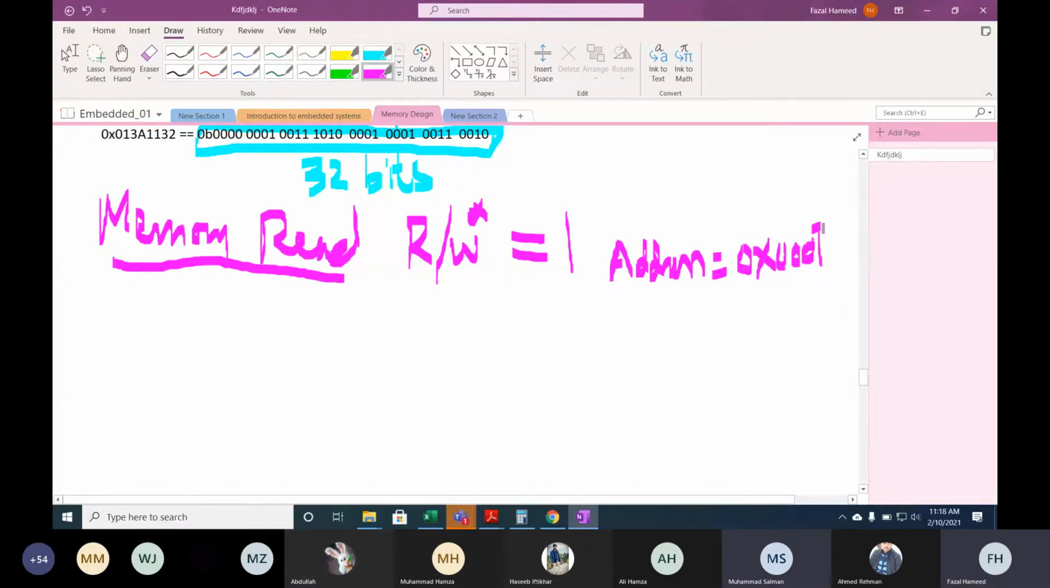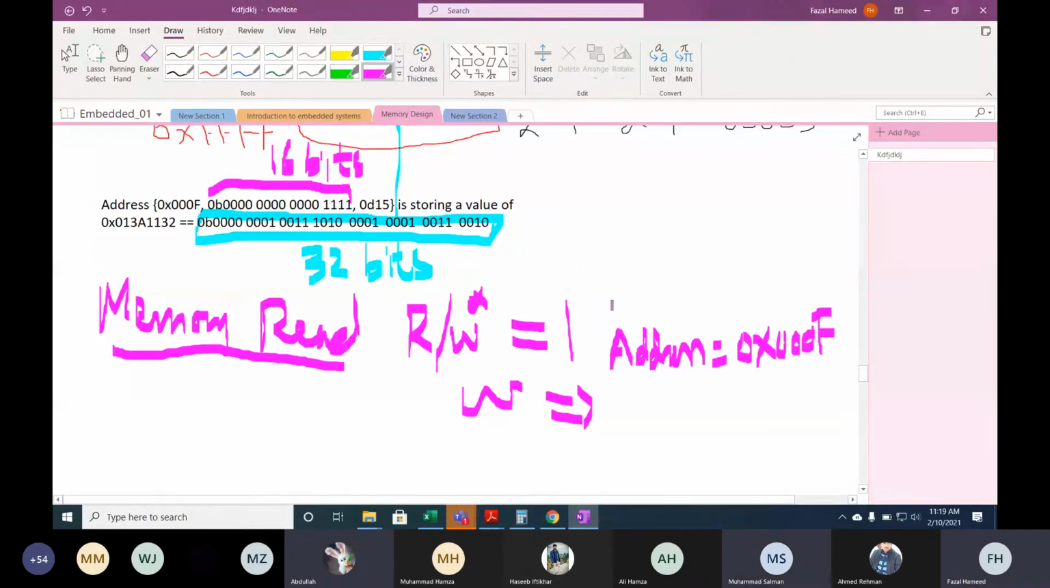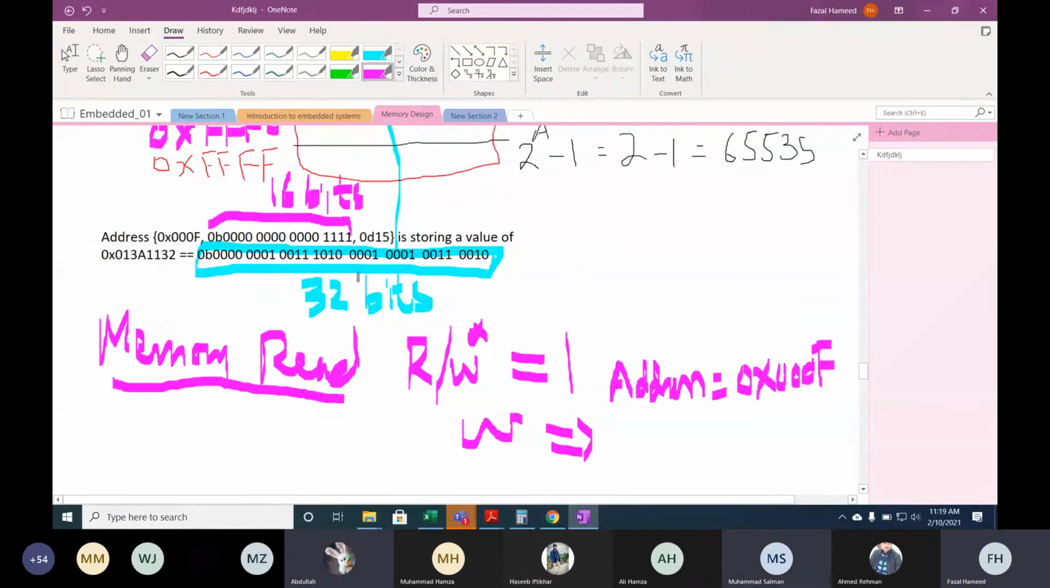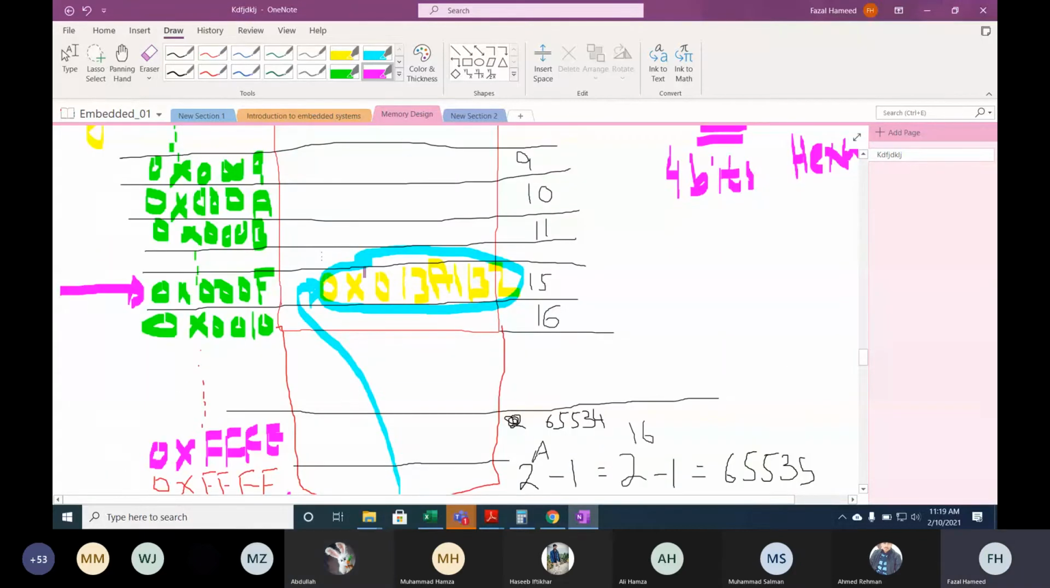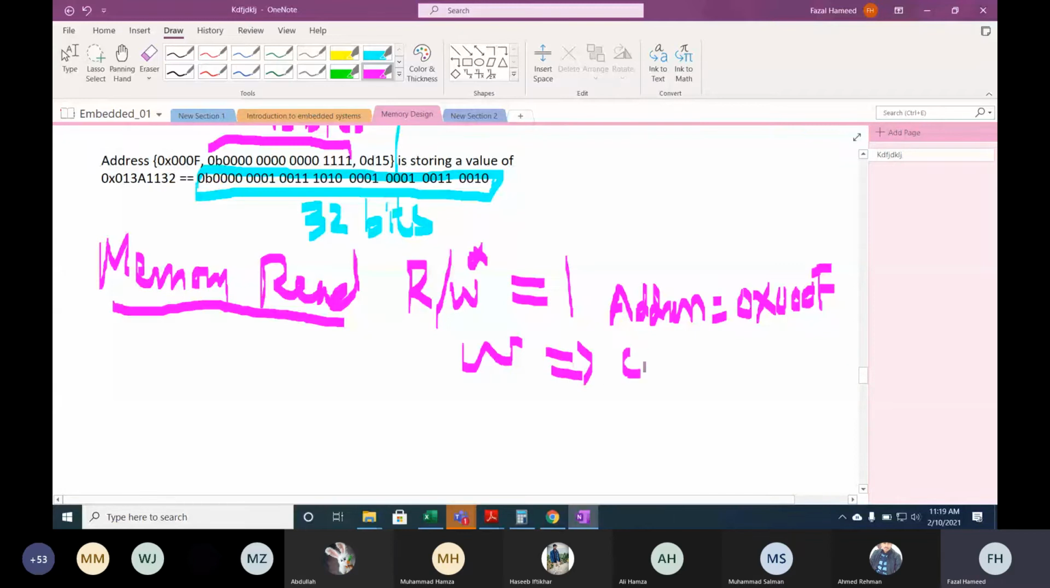0x000f. What will be the value of w? What will be w then? 32 bits, D15. The value of w, because of the direction. Now we want to read this value. What will be the value of w?